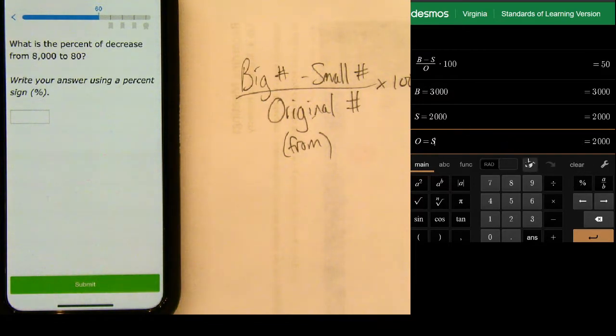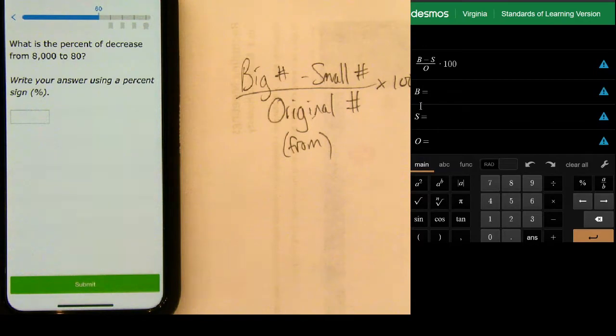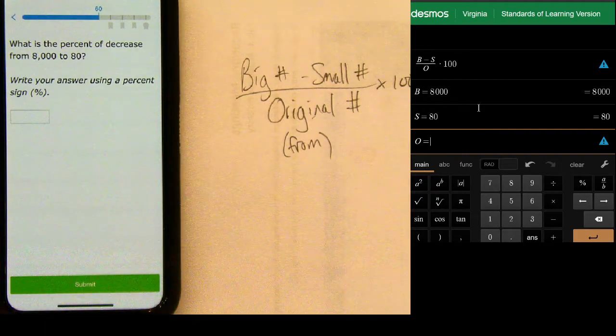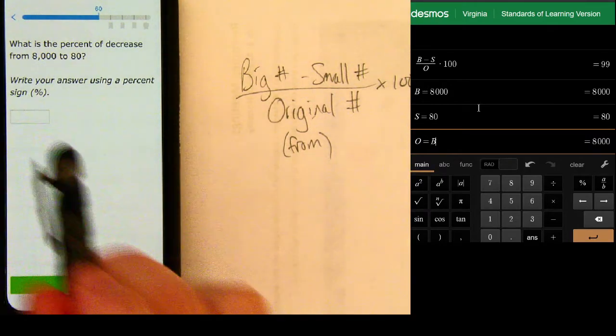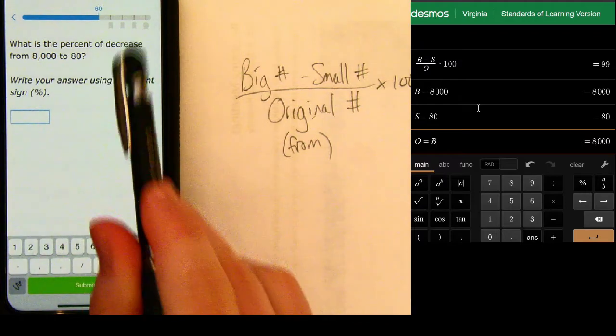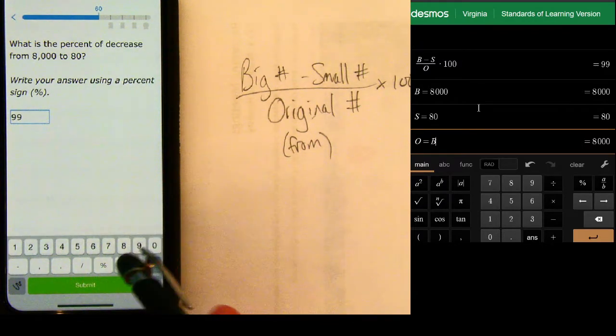Moving on. We have from 8,000, so that's going to be our big number. Our small number is 80, and since the from is the 8,000, we're going to say it is going to be our big number. And so it's going to be a 99% increase. Or excuse me, 99% decrease. Again, make sure you're very careful on those.